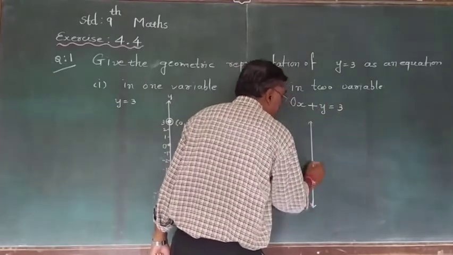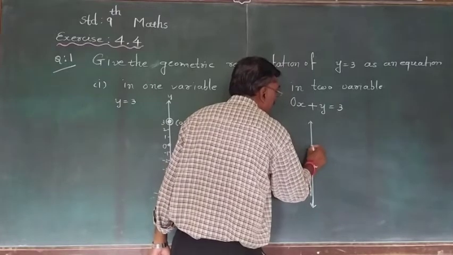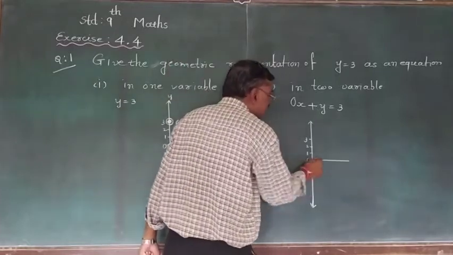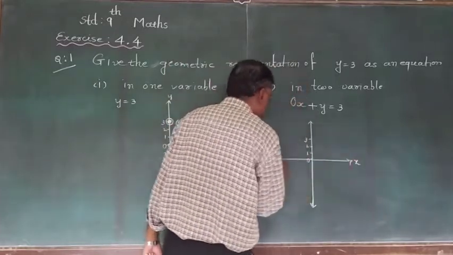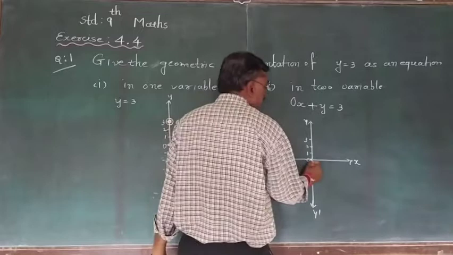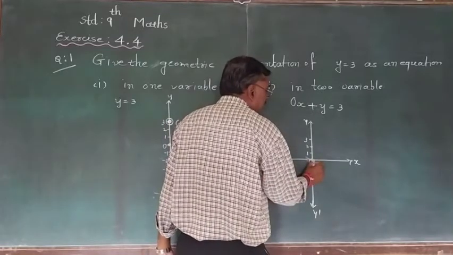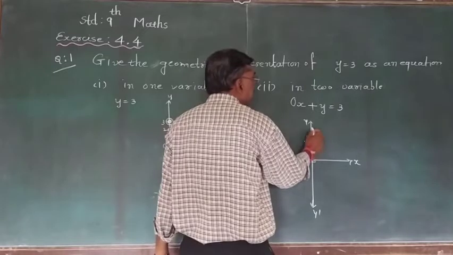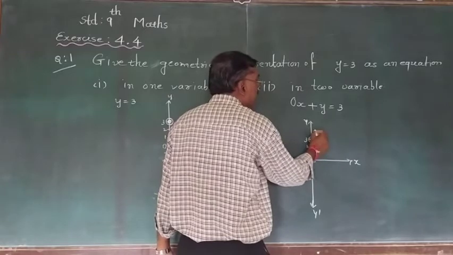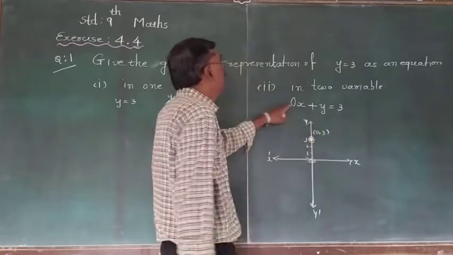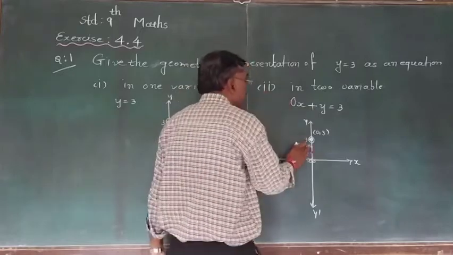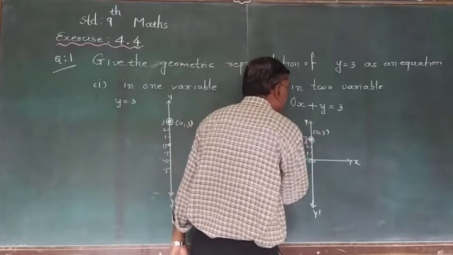First we can draw in this way: 0, 1, 2, 3. From the 0 we can also draw the x axis, x dash, and y dash. Here is the 0, 0 origin. We know that this point is y equal to 3. It is 0, 3, but we have written 0x. 0x means there is no x variable, so we can draw a line also in this way.